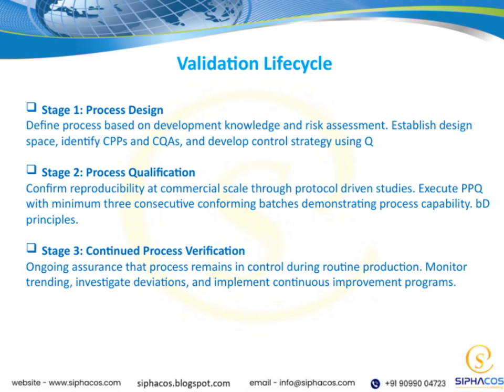Finally, stage 3 is continued process verification. This ongoing phase ensures that the process remains in control during routine production. We continuously monitor trending data, investigate any deviations that occur, and implement continuous improvement programs to keep the process optimized. Understanding this life cycle is crucial because it ensures product quality and process robustness throughout the product's life cycle.